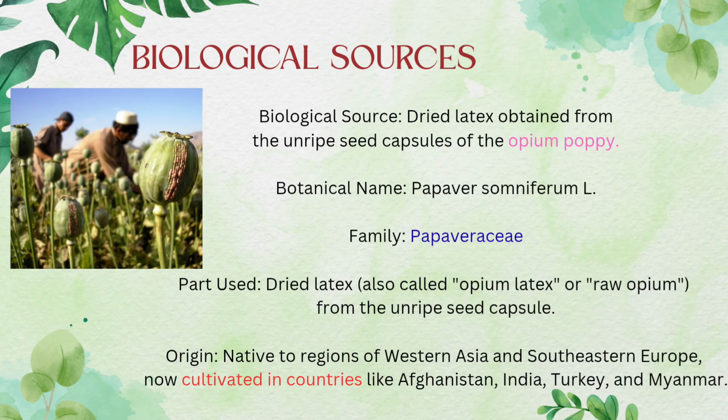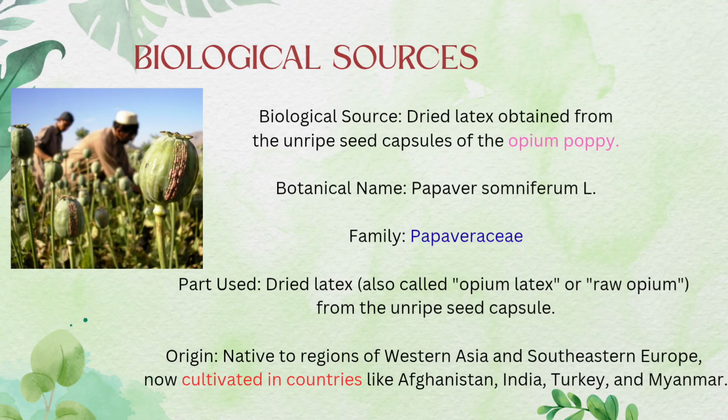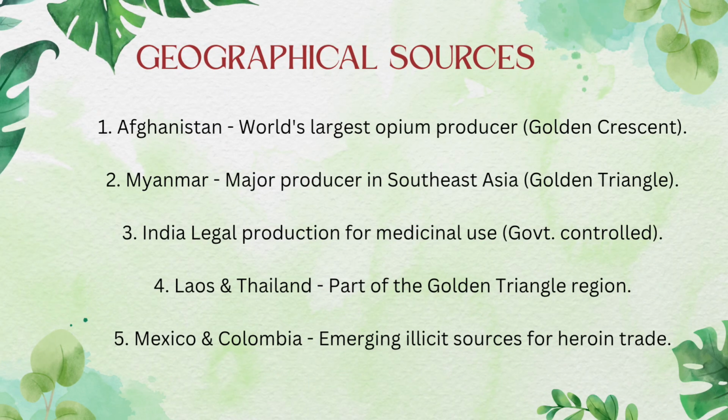Origin: native to the region of Western Asia and Southeastern Europe, now cultivated in countries like Afghanistan, India, Turkey, and Myanmar. Then geographical sources: first, Afghanistan, the world's largest opium producer. Second, Myanmar, a major producer in Southeast Asia.